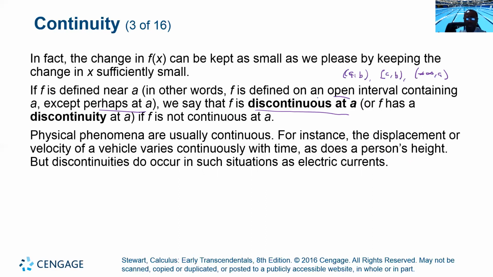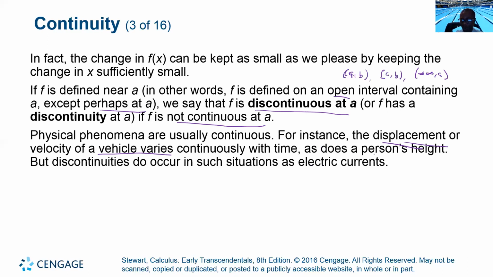Or we simply say that f has a discontinuity at a if f is not continuous at a. So if it is continuous, we say that the function is continuous at a. If it is not defined over the interval, then we say that it is discontinuous. Okay. Several physical phenomena are usually continuous, for example, the displacement or the velocity of a vehicle as it varies continuously over time.